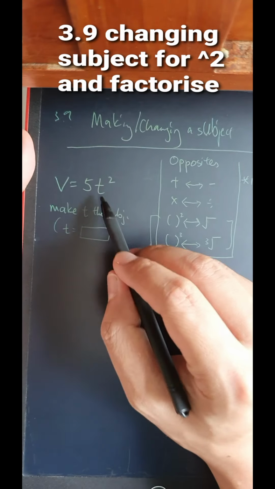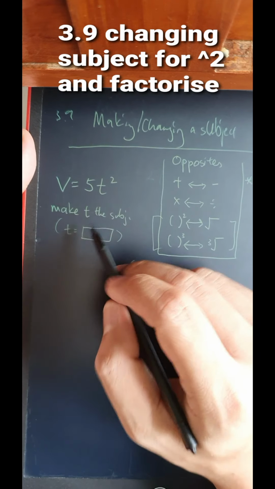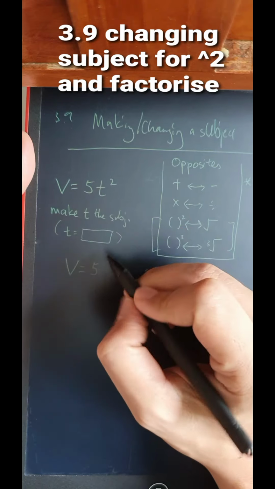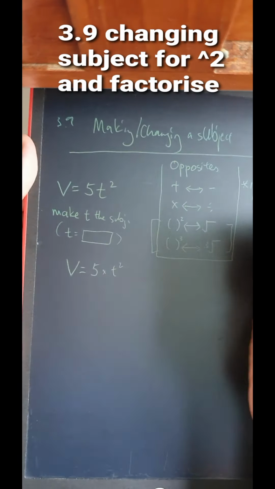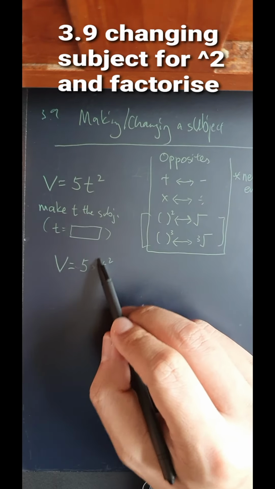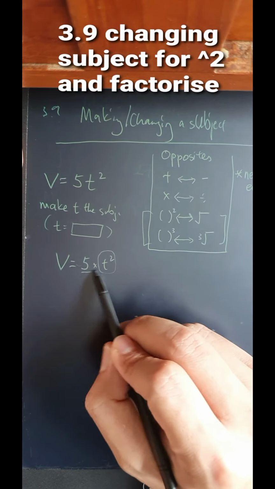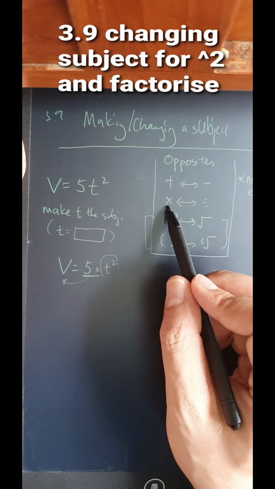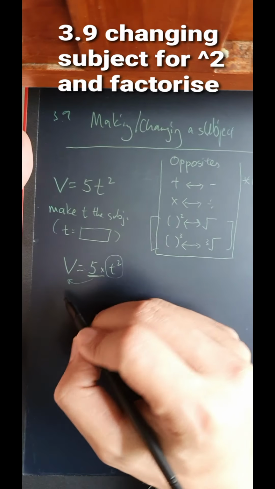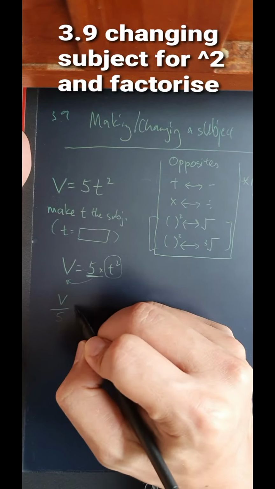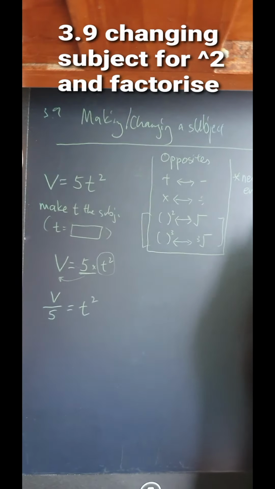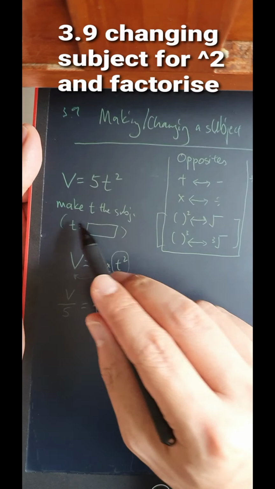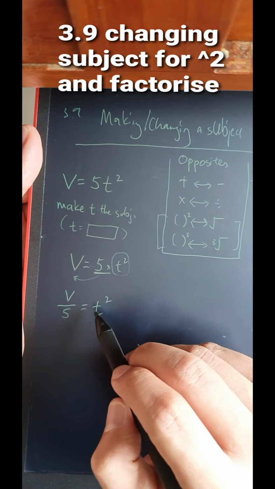Alright, so let's go. T is here, right? So what do we do now? V equals to 5t squared means 5 times t squared, right? Correct. Now I want to leave t alone. Let's bring this guy over. If it's times, the opposite of times is divide. So we go divide by 5t squared. Okay? Now remember, I want to make t the subject, not t squared. This is t squared, not t yet.